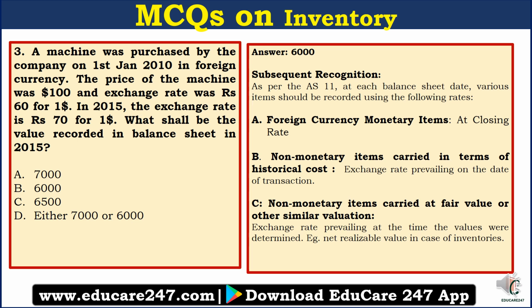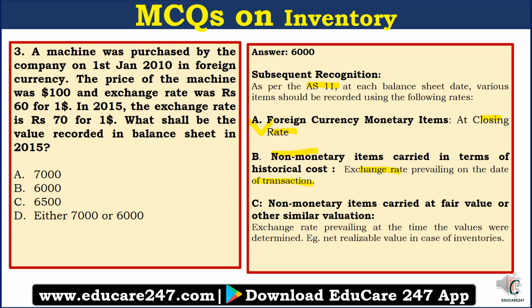Okay, so as per AS 11, at each balance sheet date, various items should be recorded using the following rates. So for foreign currency monetary items, we recognize subsequently at closing rate. What is closing rate? Closing rate is the rate at balance sheet date. That is the exchange rate at 31st March. For non-monetary items, the exchange rate should be the exchange rate prevailing at the date of transaction.